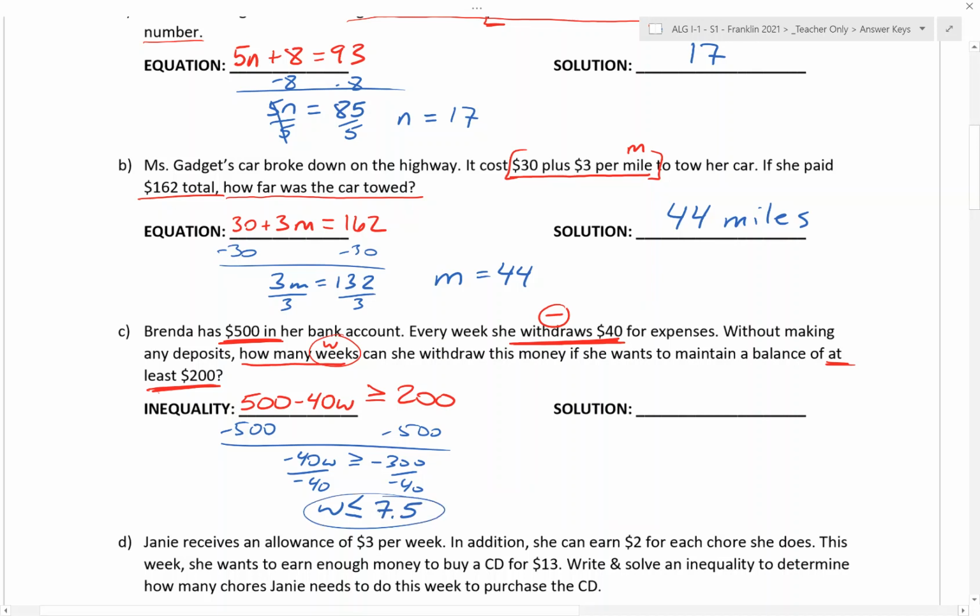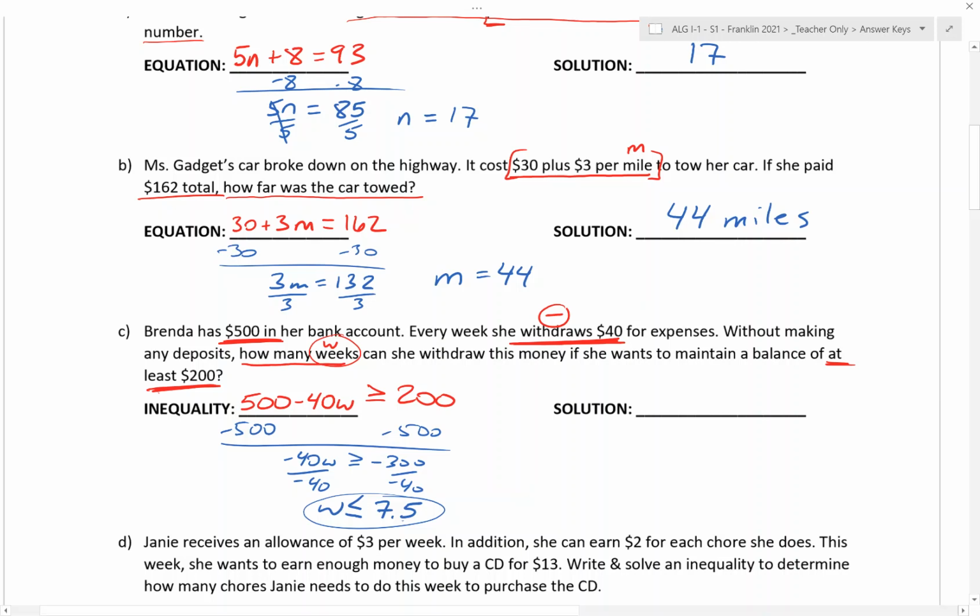Now let's think about how that works with what the question asked us. It says, how many weeks can she withdraw this money if she wants to have at least $200 left in her account? Well, she's doing this once a week, so 7.5 won't really work. So we know it's either going to be 7 weeks or 8 weeks, okay, because it's somewhere in the middle. Now, because she wants her account to stay above 200, this has to be 7 weeks. Because if we go to 8 weeks, it's going to be too much, right? She'll take out and she'll have less than $200 left.